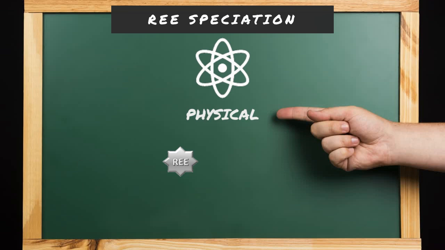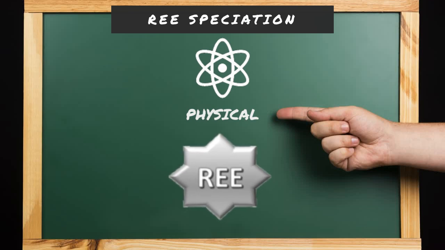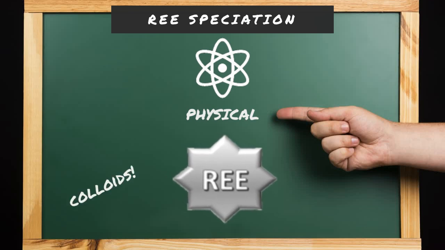It's also worth noting that when we discuss physical speciation, there are unique surface properties for colloids. Colloids tend to be relatively stable in fluid suspensions and can pass through filters, thus making them of interest when we talk about the fate and transport of a contaminant in the environment.